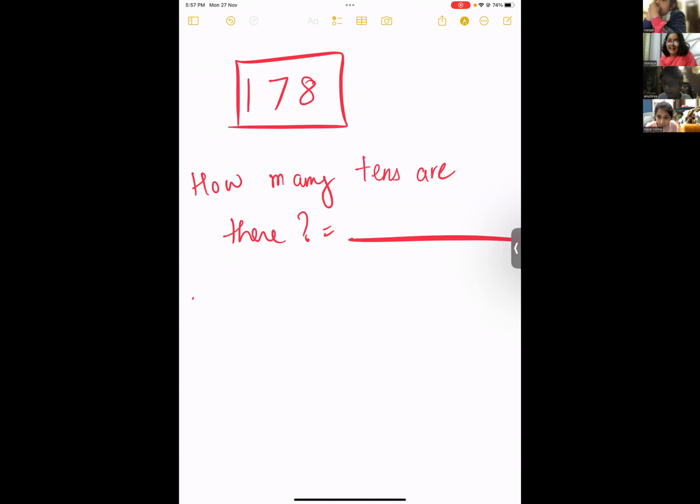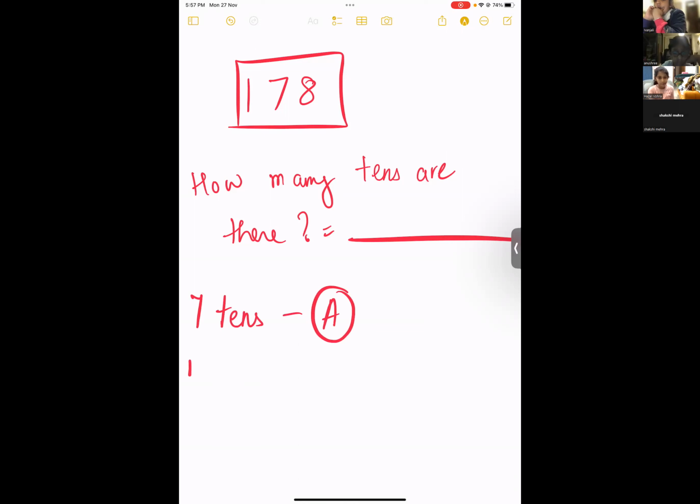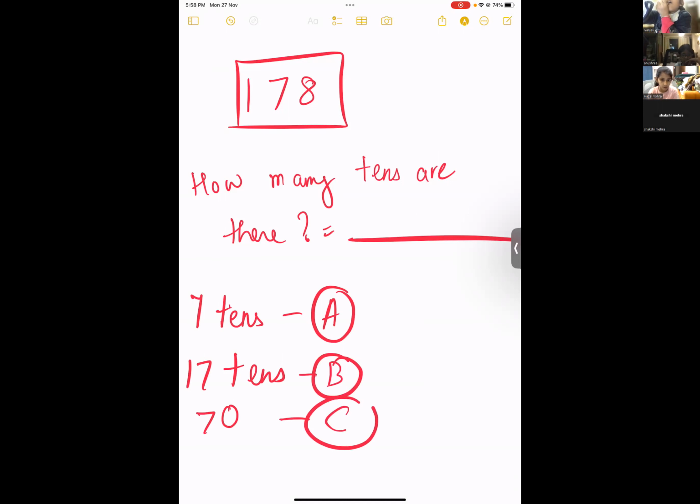Samaira, this is the point where you need to work. I knew that you would have a problem here. My options are A, 17 tens. Someone has also given me the answer as 70, which is actually seven tens only. A, B, and C. A is the answer. Who is saying that confidently?